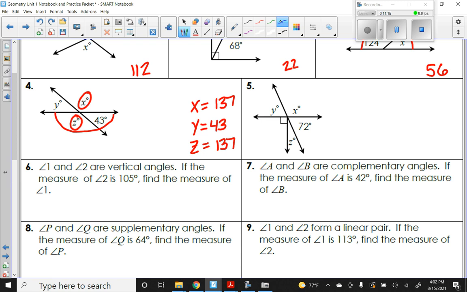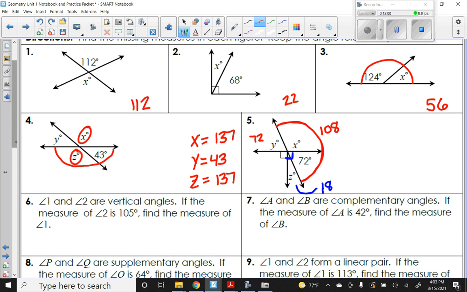Number 5, if this is a right angle, this piece has to be a right angle as well. That makes Z 18 degrees, because 72 plus 18 is 90. Okay, 72 and Y are vertical, and that makes Y 72. And the angle that's marked X is a linear pair with that 72. So the angle with the X in the middle of it is 108.